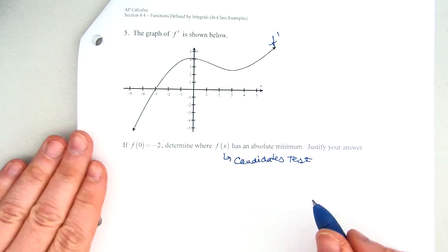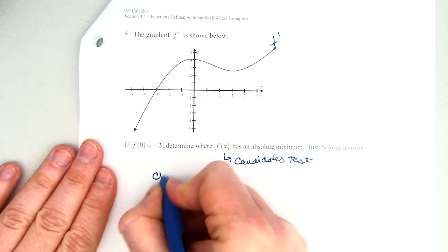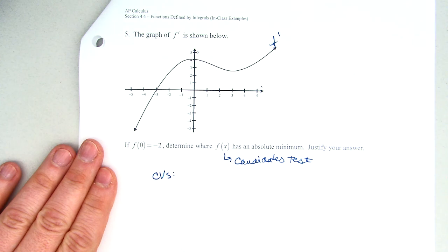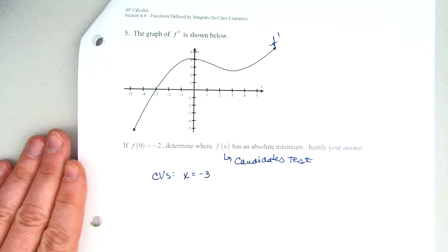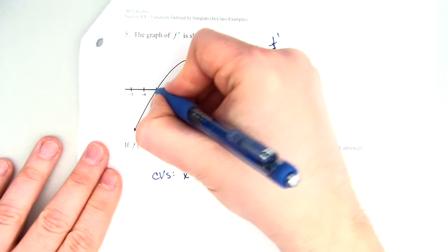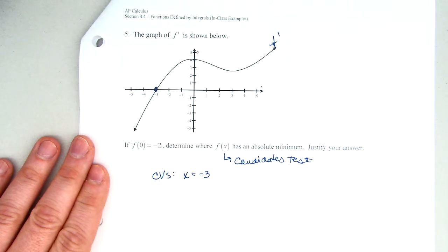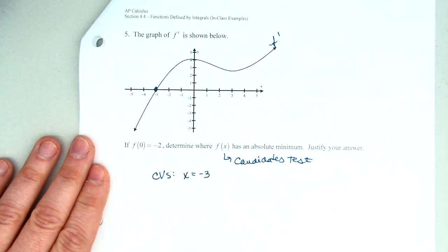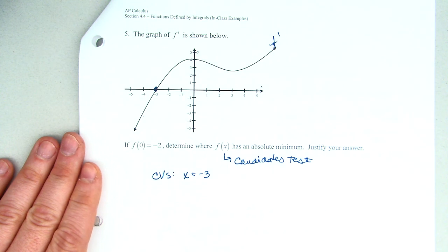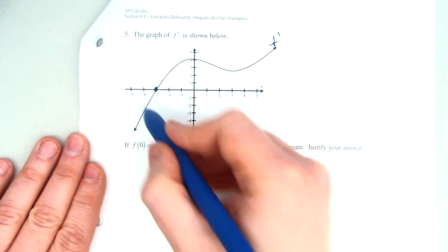Notice, first of all, where are our critical values? Critical values occur where f prime is 0. Just one critical value, and that's happening at x equals negative 3. X equals negative 3, I think, is going to be a relative minimum, because f prime is changing from negative to positive there. I've got a relative minimum.